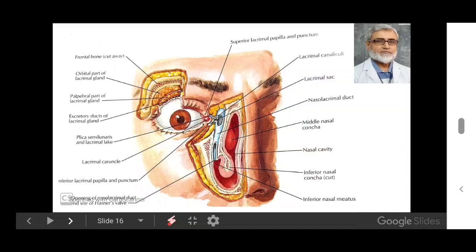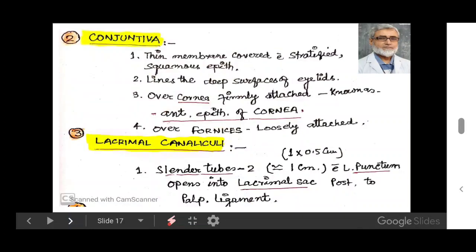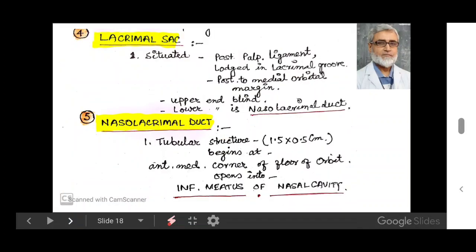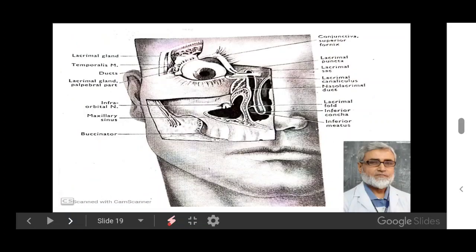now it's a very short and comprehensive study of your eyelids and lacrimal apparatus, but it's of very great importance. Regarding its clinical aspects, you can see here also the nasolacrimal duct. This is the nasolacrimal duct, opening into the inferior meatus.